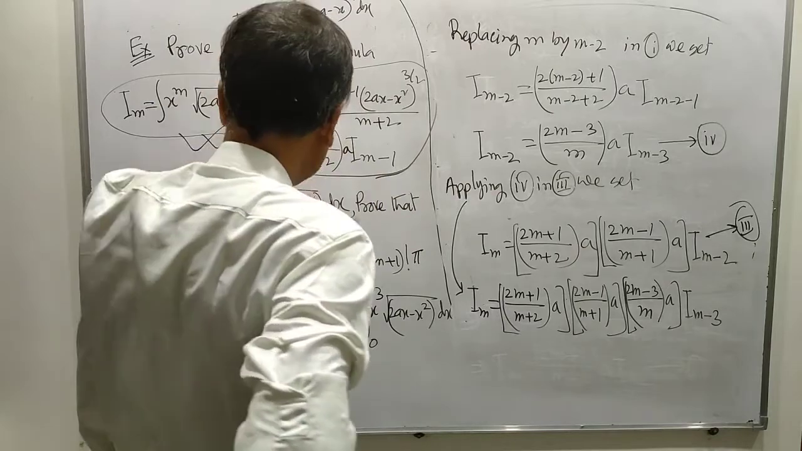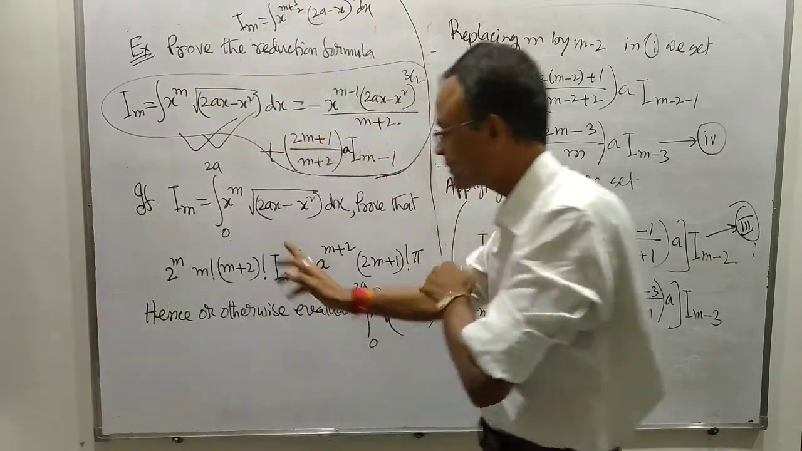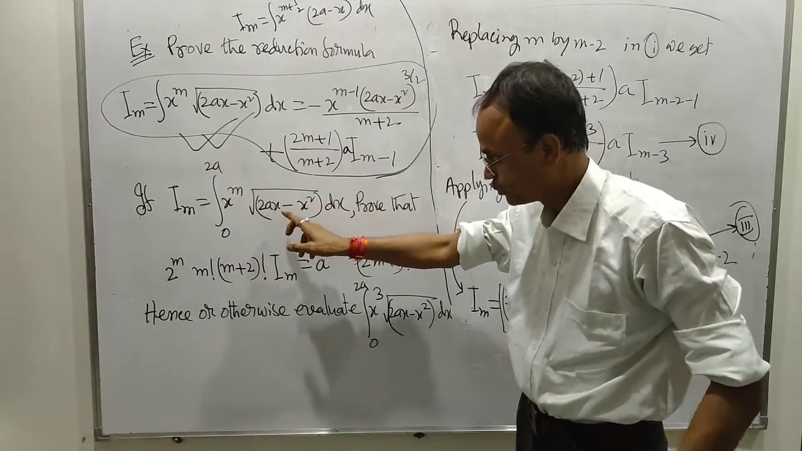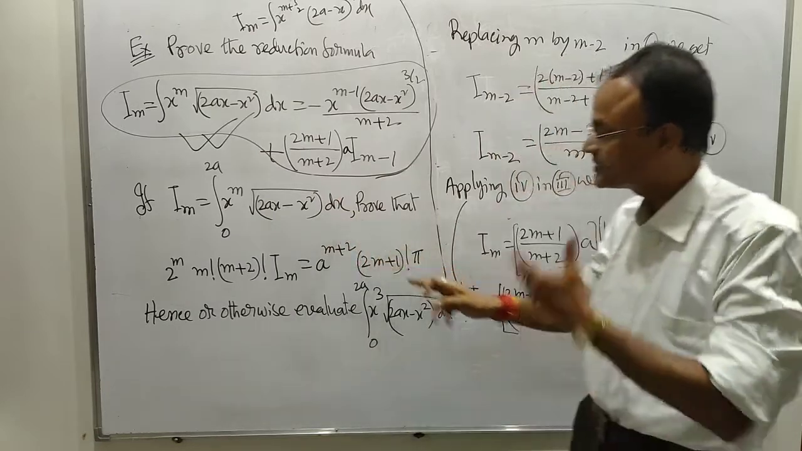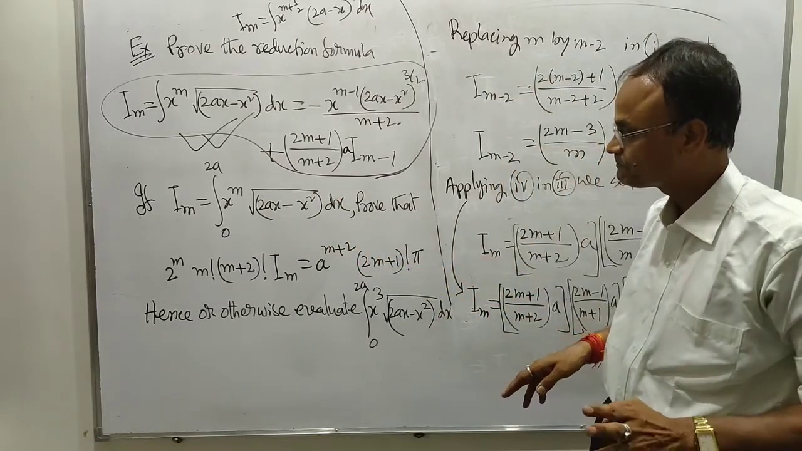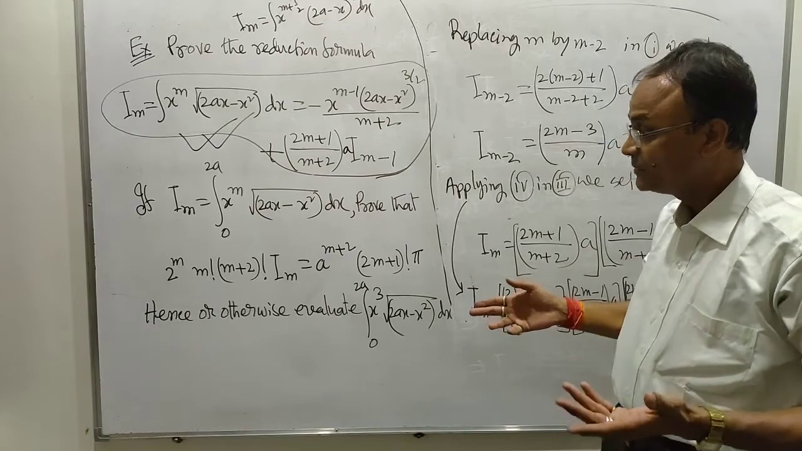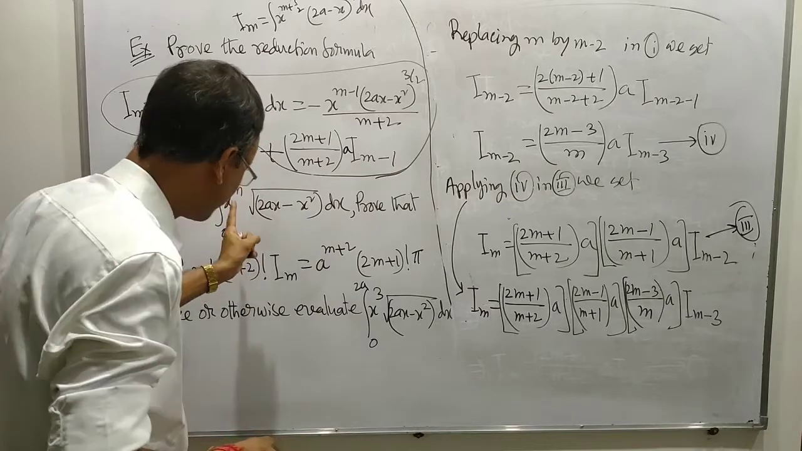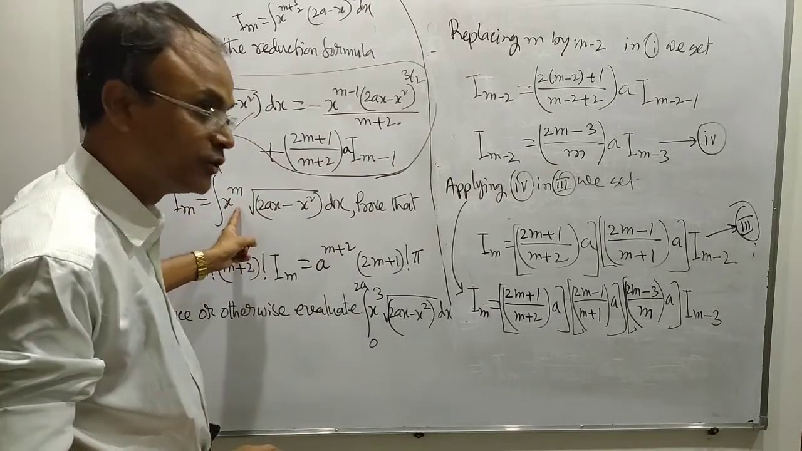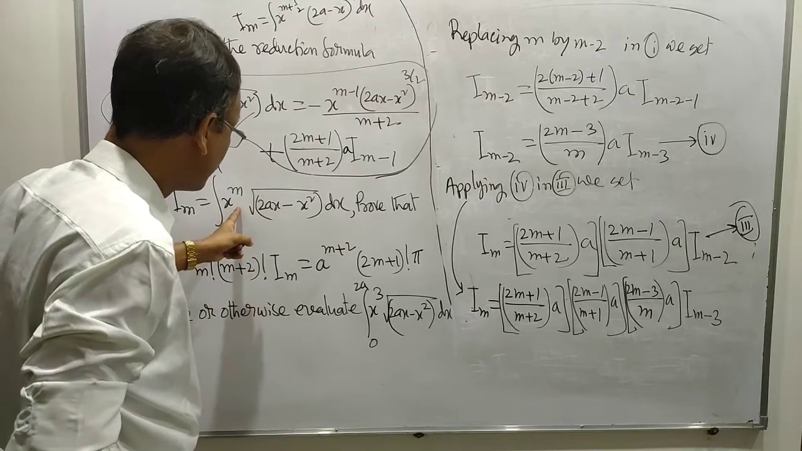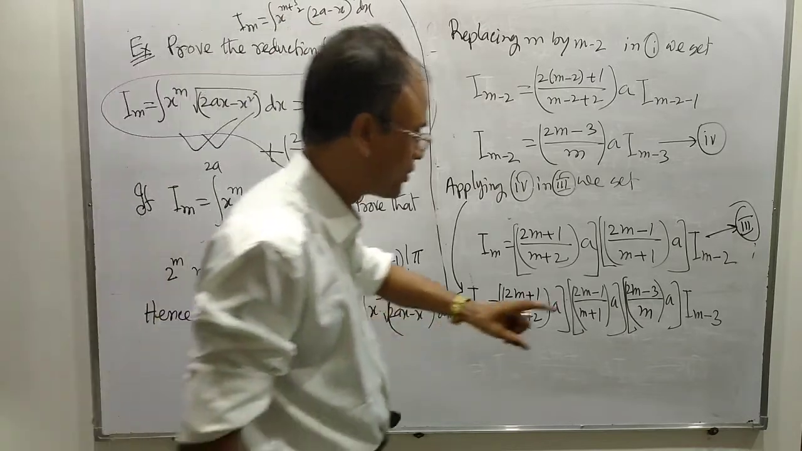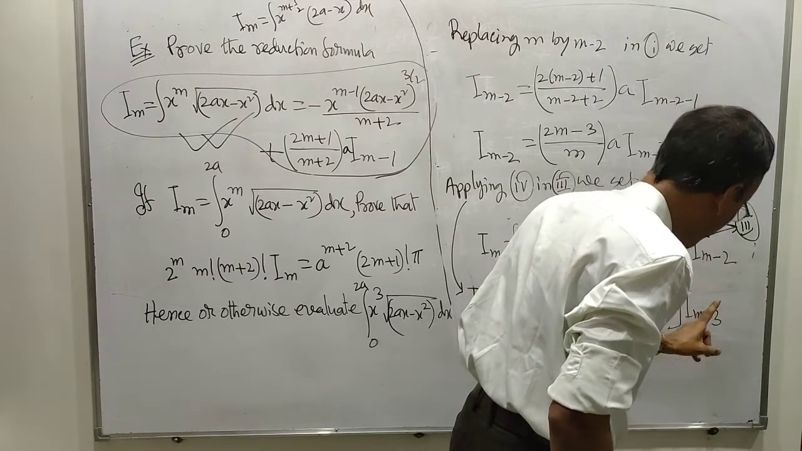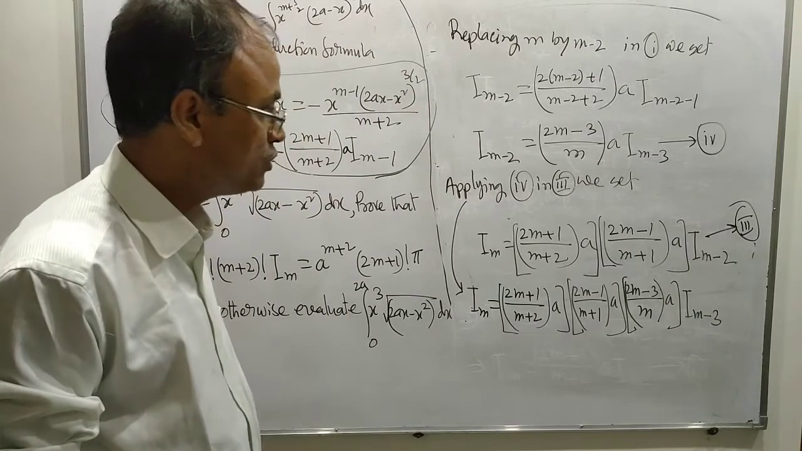Proceeding in this way, I_m was integral 0 to 2a of x to the power m root of (2ax minus x square) dx. Proceeding in this way, ultimately you will get x to the power 0. If you get x to the power 0, then in this term we will have to put m equal to 3.